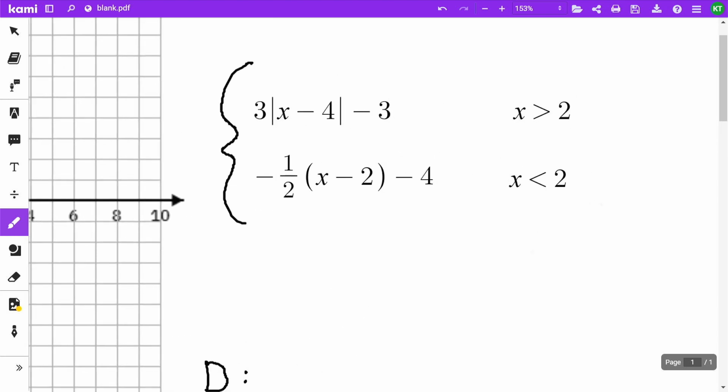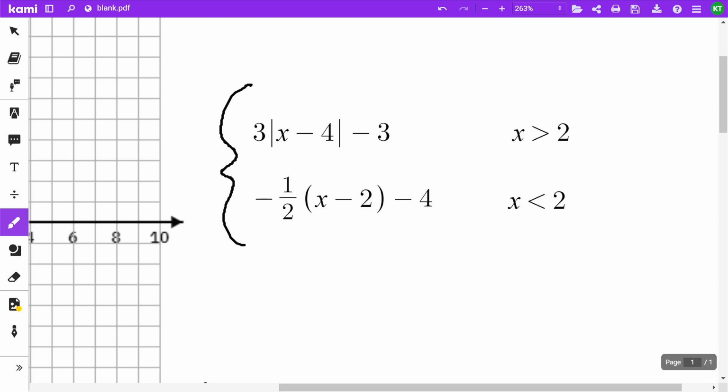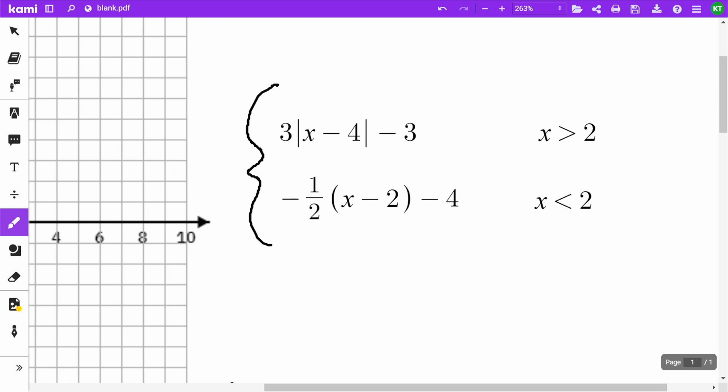So let's go ahead and look at our first subfunction of 3 times the absolute value of x minus 4, minus 3. Let's identify what our different transformations are here. Our 3 out in the front means we are going to have a vertical stretch of 3. And because we have nothing factored out as a horizontal stretch or compression on the inside of our absolute value, we can think of 3 as our slope in this example.